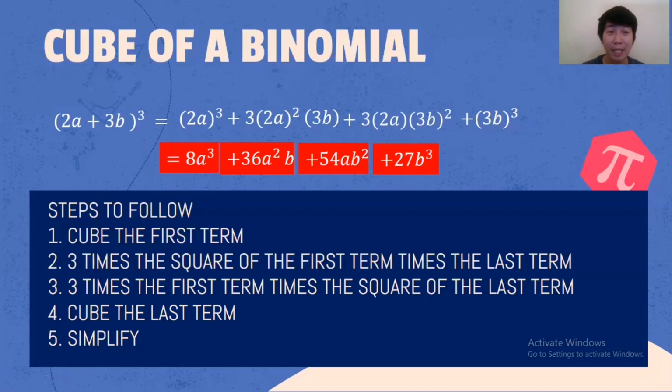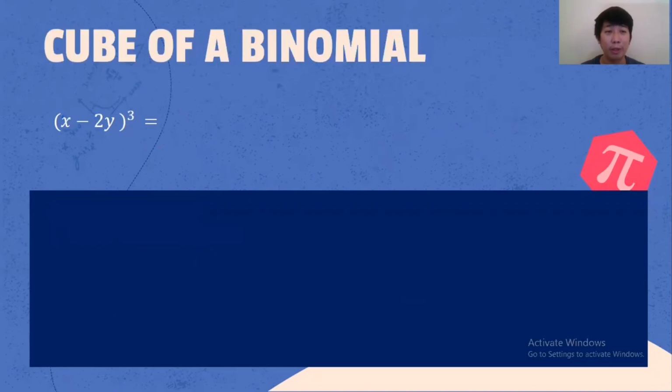So let's have another example in order for us to follow it more. So we have the cube of the quantity of x minus 2y, where x is our first term and negative 2y will be our second term or the last term. Let's try to follow the steps.